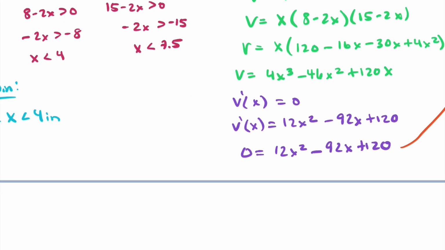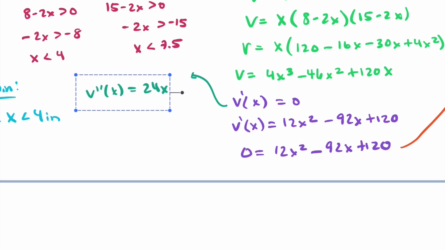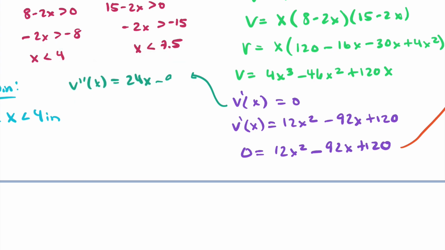Maybe I'll change the color. So the second derivative of volume is, let's see, 24x minus 92. And so when does 24x minus 92 equal 0? So let's see. That's going to be when 24x equals 92.